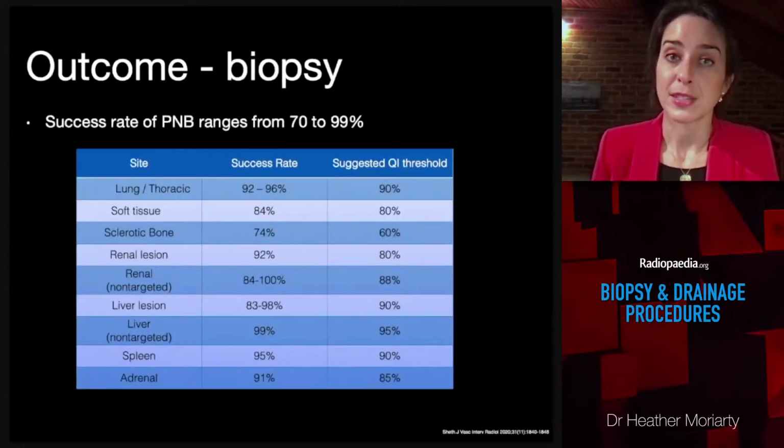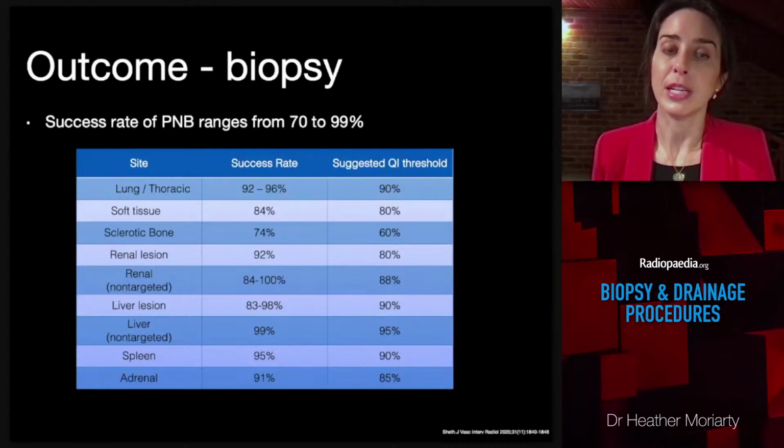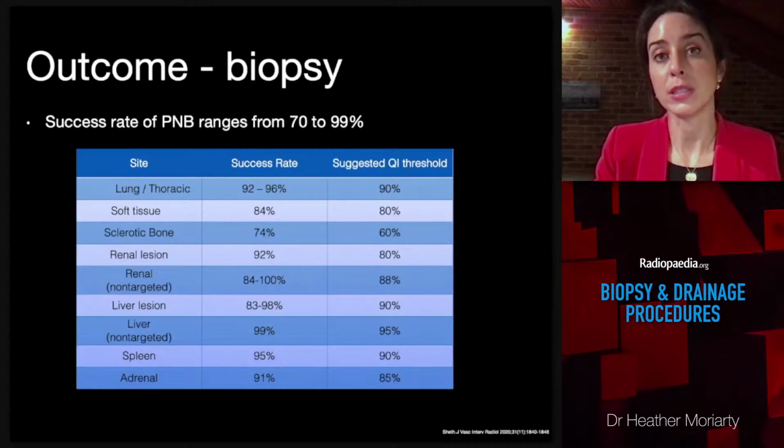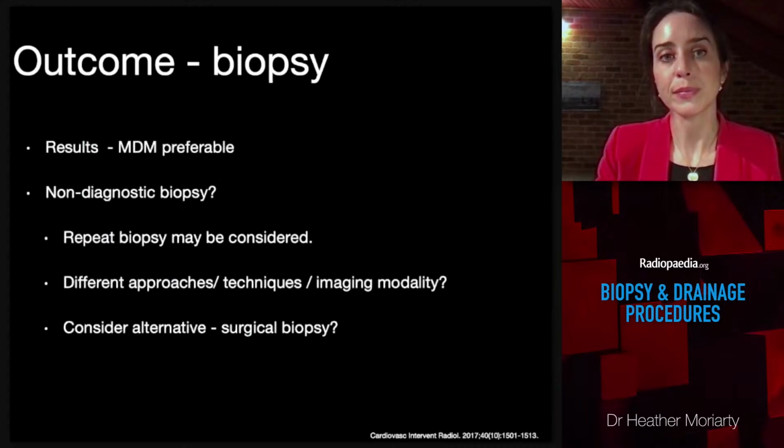Overall, percutaneous interventions are really successful. The majority in the mid or high 90% range. SIR in a recent paper here have given these ranges for success rates and suggested QI thresholds for internal audit.